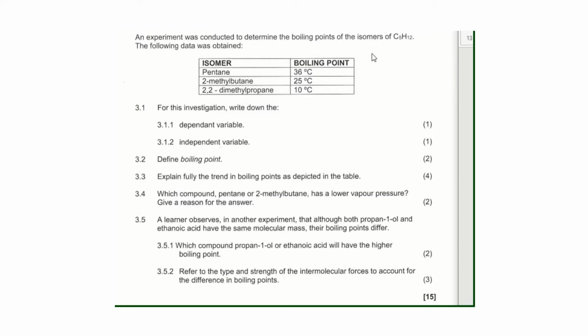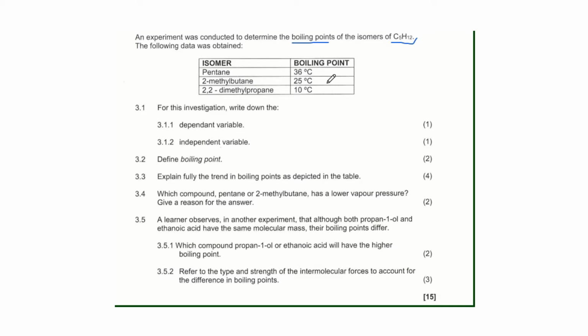So we are given the question here. The statement we are given is that an experiment was conducted to determine the boiling points of the isomers of C5H12. This is pentane, right? And then the following data was obtained. In other words, these are the isomers of pentane, and these are the boiling points.